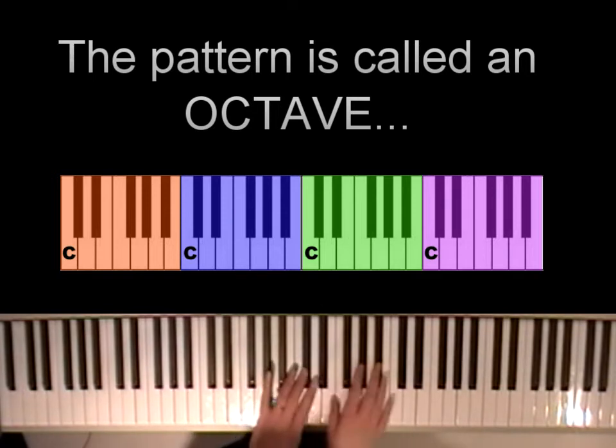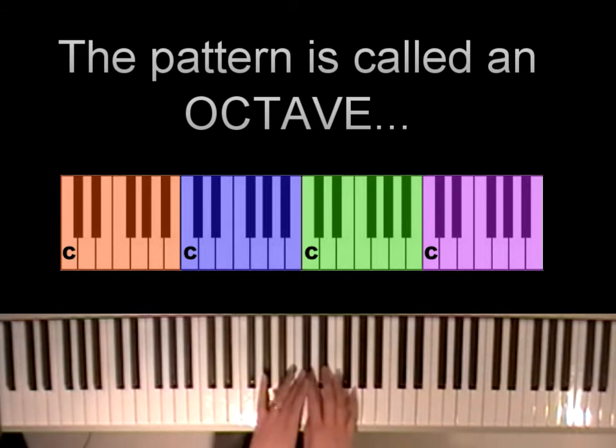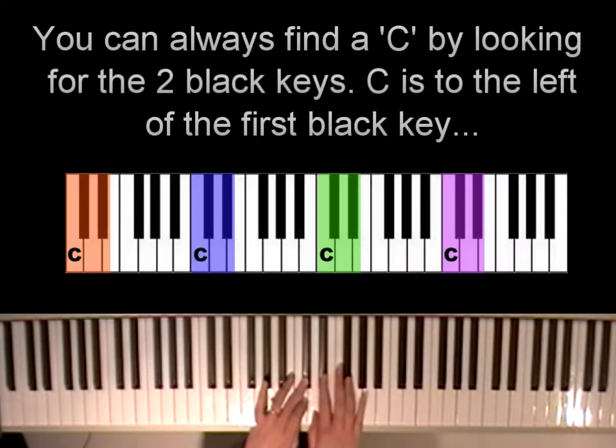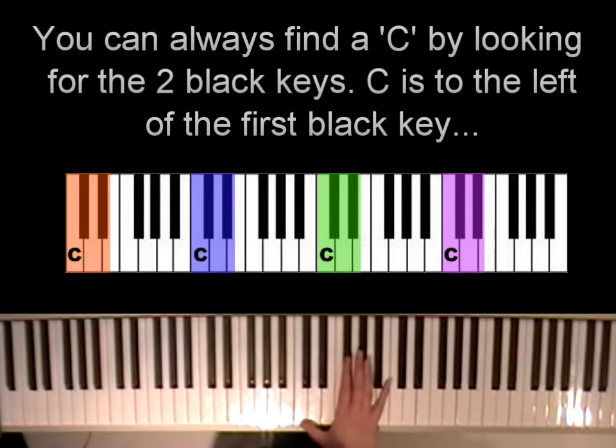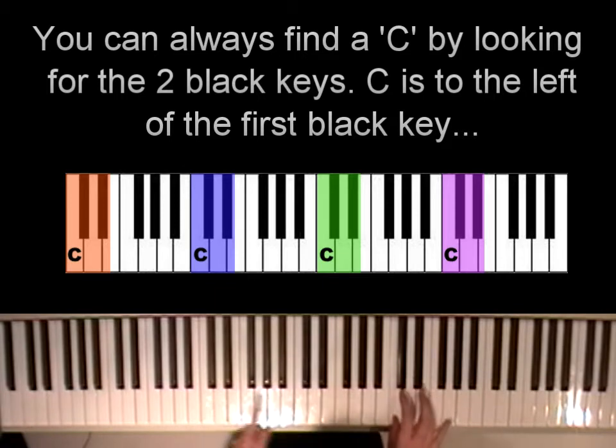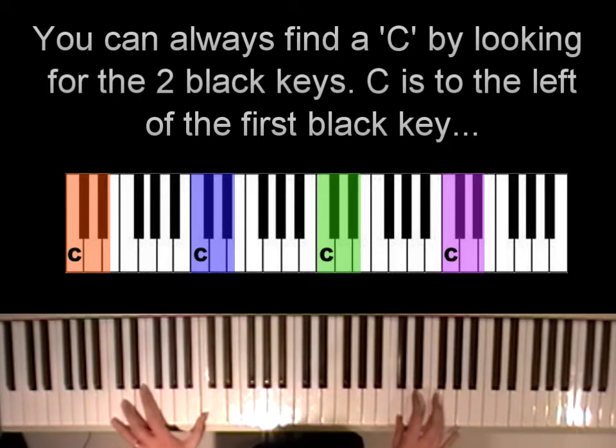If you look at the black notes, if you think of the set of 2, the first black note, just down from this to the left is C, and this will happen every time. So if you go up, first black note, if you come down, you've got another C. Again, this will help you find notes.